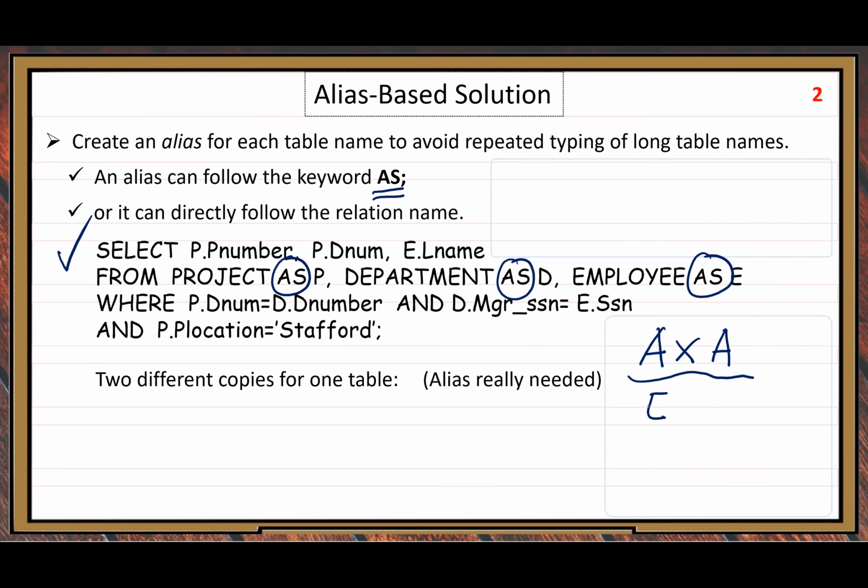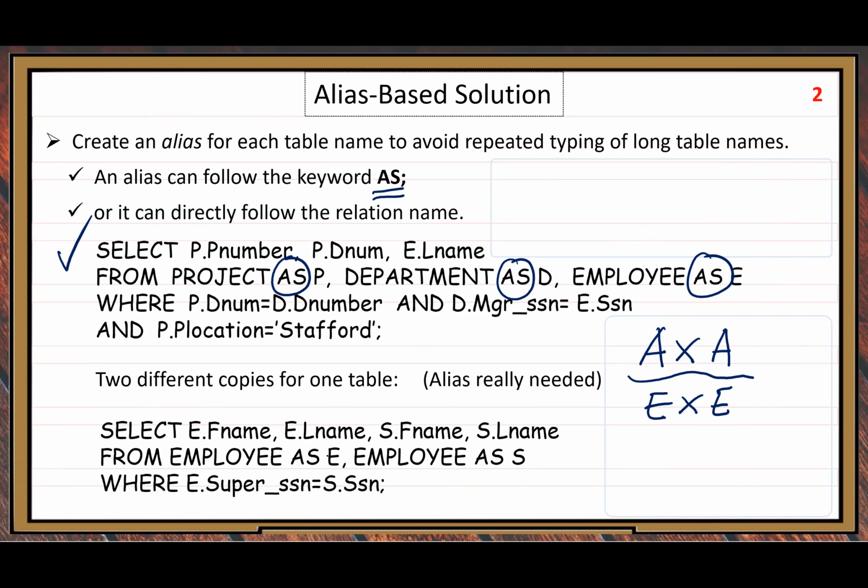So let's look at one example here. The first copy, employee as E. For the first copy, we use an alias. This time, if you do not use an alias, you really get confused. You have to use an alias. Second copy, we use a different alias, S. But this one, we know is for the supervisor's copy.